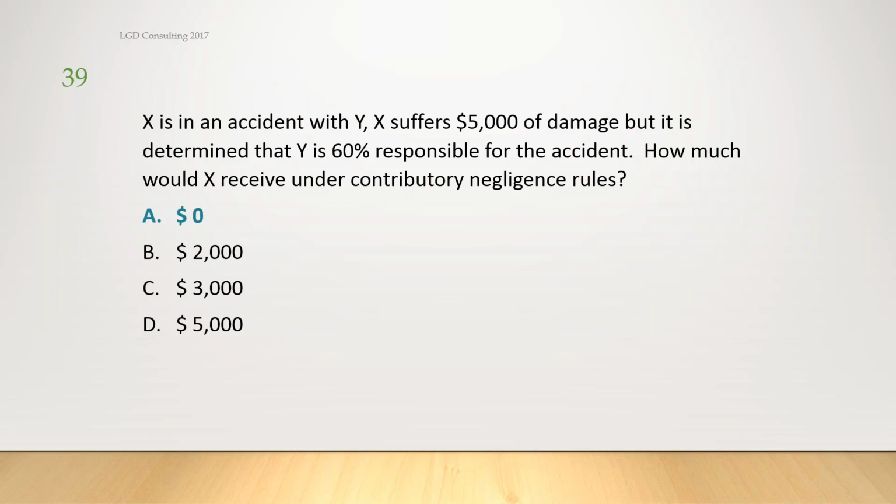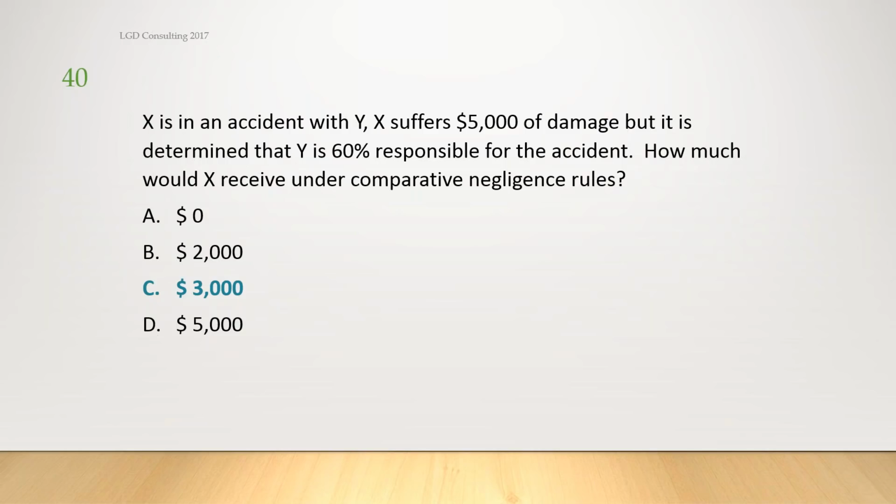We don't have contributory negligence in a lot of states. Not all of them, but a lot of them. It got replaced by comparative negligence. So again, same information, but the question changes. How much would X receive under comparative negligence? Remember, when you see contributory negligence, you get nothing. But when you see comparative negligence, compare means we share the claim. So if X suffers $5,000 of damage, but it's determined that Y is 60% responsible, then X can collect 60% of the loss.